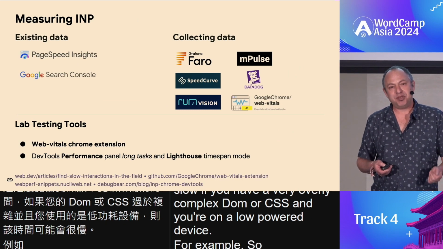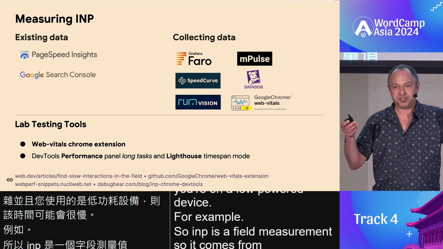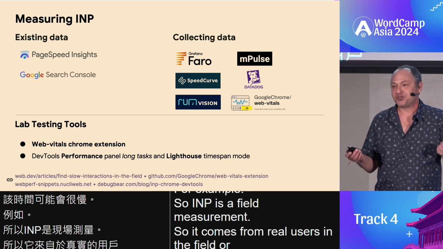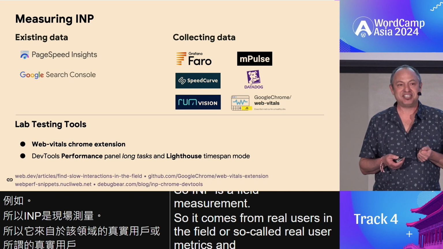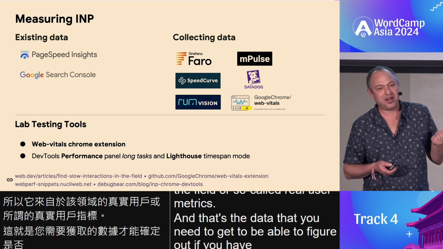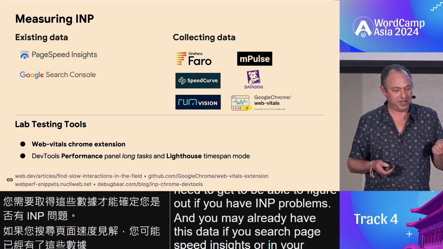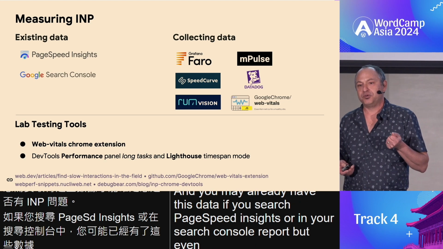So INP is a field measurement. So it comes from real users in the field, or so-called real user metrics. And that's the data that you need to get to be able to figure out if you have INP problems. And you may already have this data if you search PageSpeed Insights or in your Search Console report. But even better is collecting your own real user metrics.